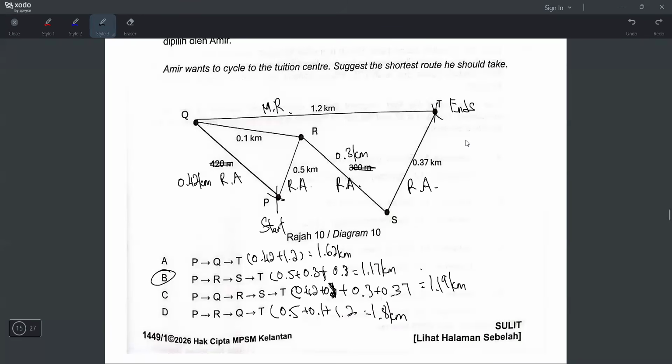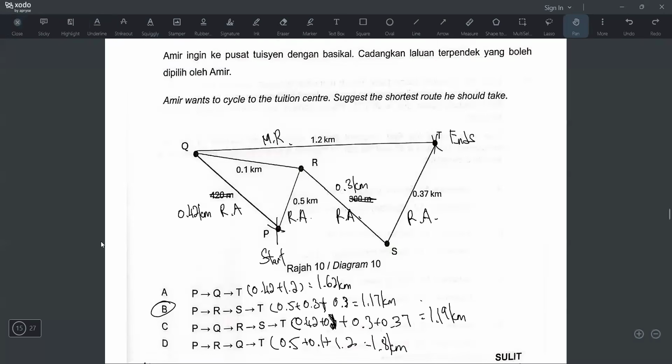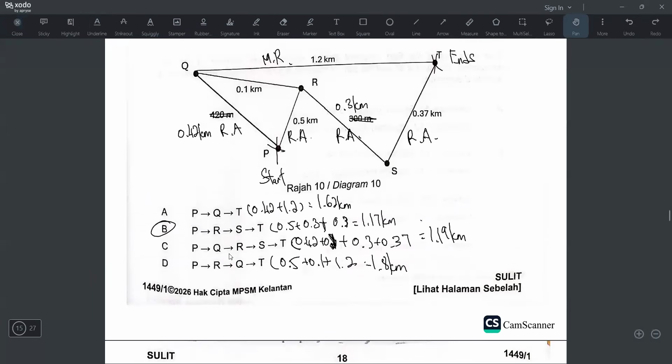Better than you trying to list it out yourself. And if you list it out yourself, there might be more than 4 routes, 4 possible jalan, right? There might be maybe 6 possible jalan. I don't know lah, maybe more. But since we are doing paper one, we know one of these will be the answer. So this is the fast way to do it. Just straight away look at the answer.